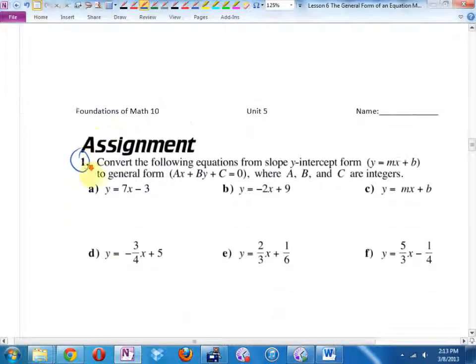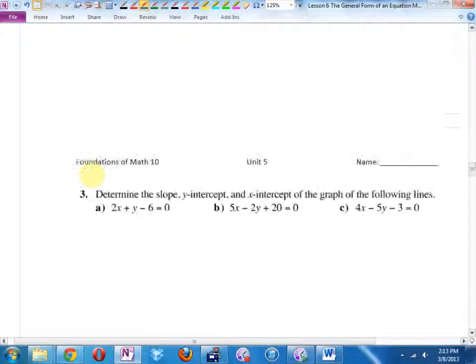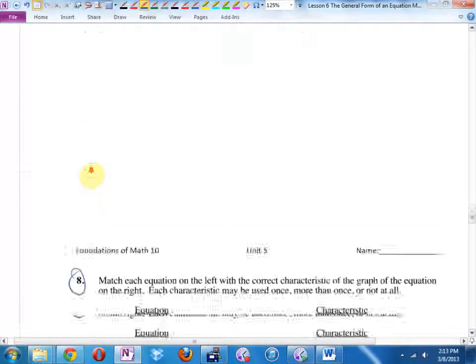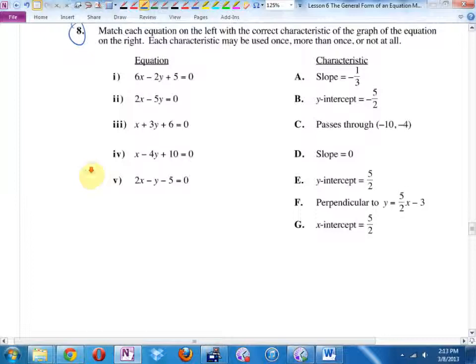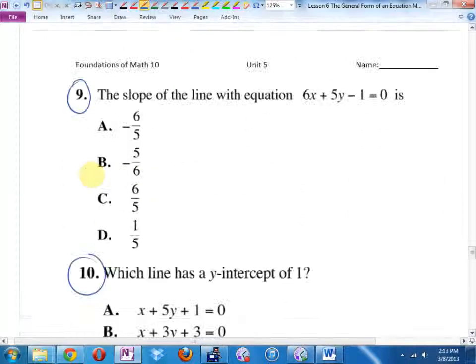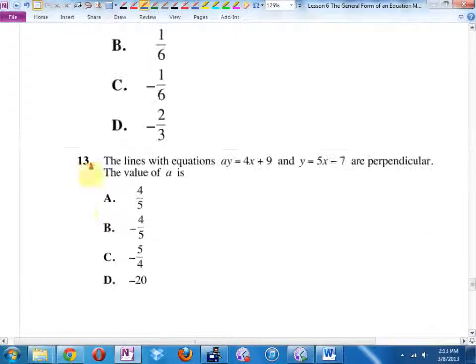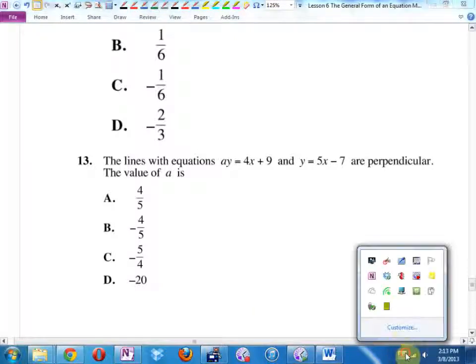What's your homework? Number 1. Number 8. 9, 10, 11. I'm giving you lots of time. No homework for the weekend if you play your cards right.